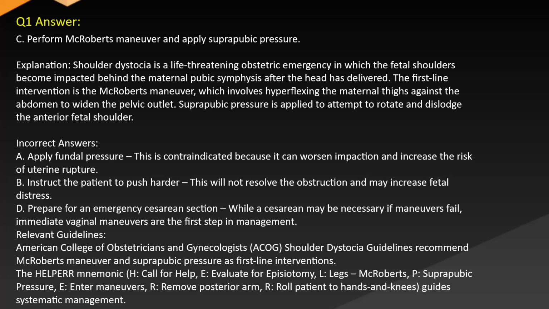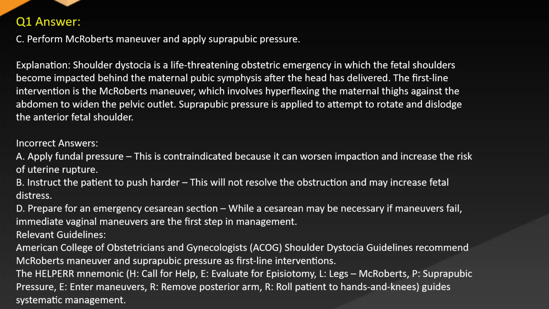Incorrect answers. A. Apply fundal pressure. This is contraindicated because it can worsen impaction and increase the risk of uterine rupture. B. Instruct the patient to push harder. This will not resolve the obstruction and may increase fetal distress. D. Prepare for an emergency cesarean section. While cesarean may be necessary if maneuvers fail, immediate vaginal maneuvers are the first step in management.